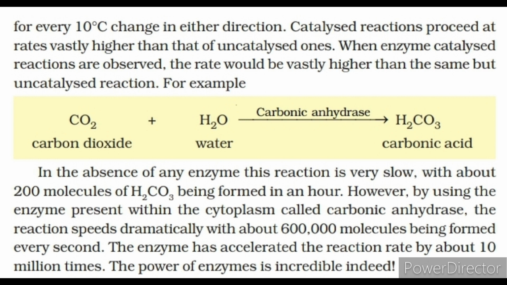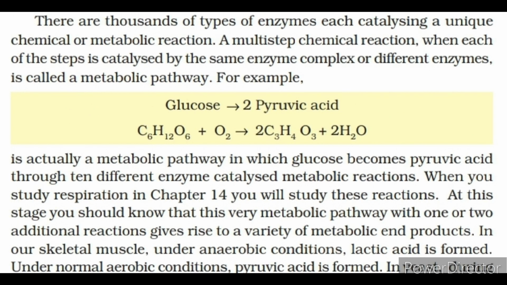There are thousands of types of enzymes, each catalyzing a unique chemical or metabolic reaction. A multi-step chemical reaction, when each of the steps is catalyzed by the same enzyme complex or different enzymes, is called a metabolic pathway. For example, glucose to pyruvic acid is actually a metabolic pathway in which glucose becomes pyruvic acid through 10 different enzyme-catalyzed metabolic reactions. When you study respiration in Chapter 14, you will study these reactions.